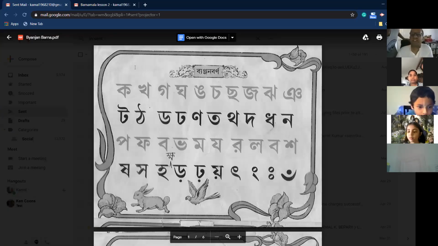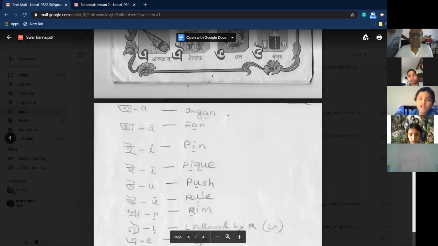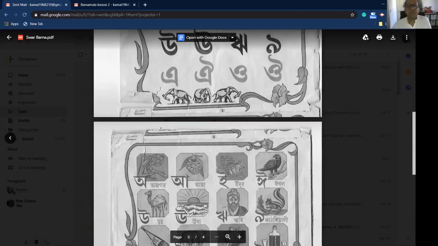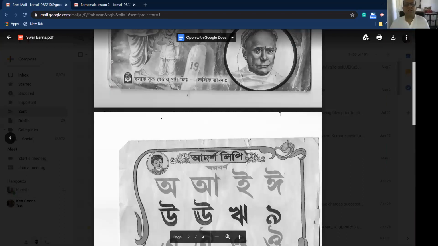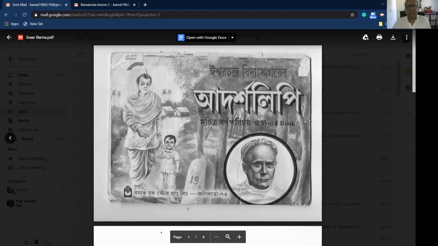The second file. Here. And how many remember this page? This is the book we are actually following now. It is called Adarsha and it is the book designed for beginners, like kindergarten.